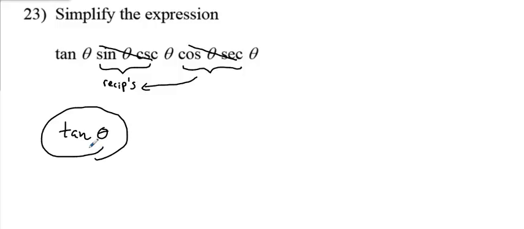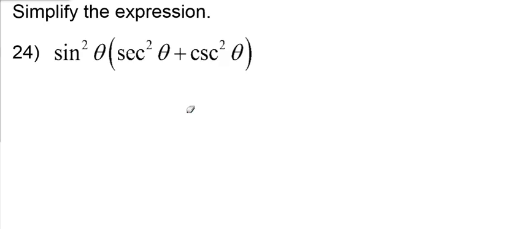Now, if I were to do something like add a cotangent to the problem, then we know that tangent and cotangent are reciprocals. They cancel each other out. So the solution would be 1 in that case. But we don't have that, so let's go ahead and erase that. Just wanted to make that clear.